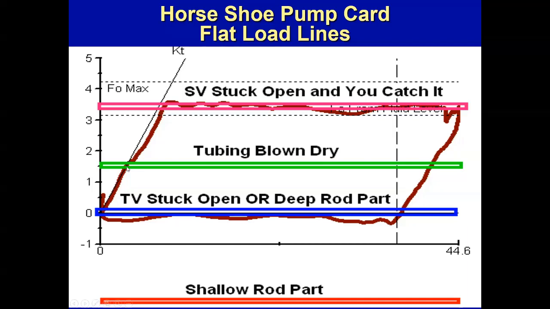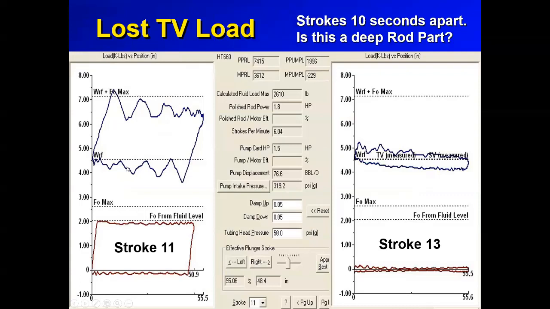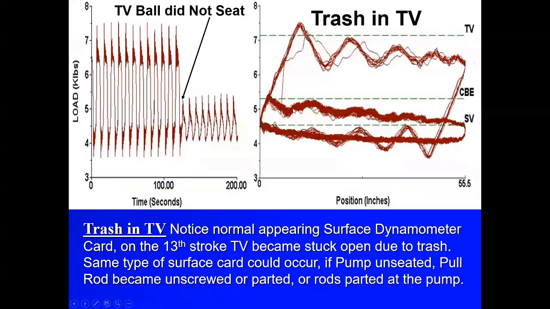So let's look at some of those examples to better understand what problems we're facing. This well here goes from stroke 11 to stroke 13, from full pump to zero. Well, do we catch the point where the rod parted, or is it more likely that we catch the point when dirt entered the pump and we have a trashy traveling valve, which made the traveling valve get stuck open?